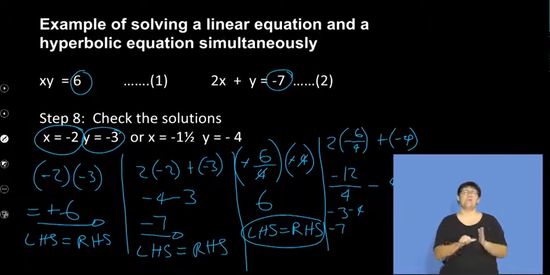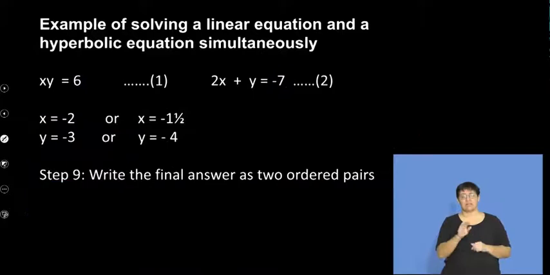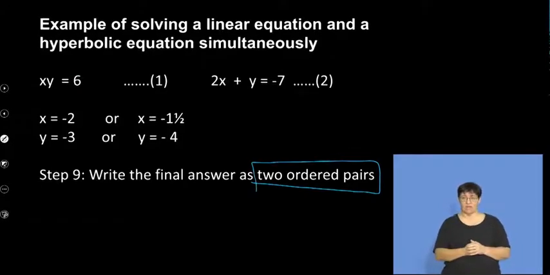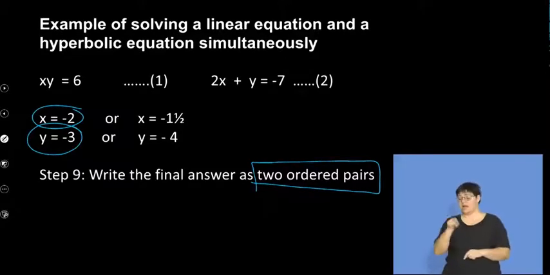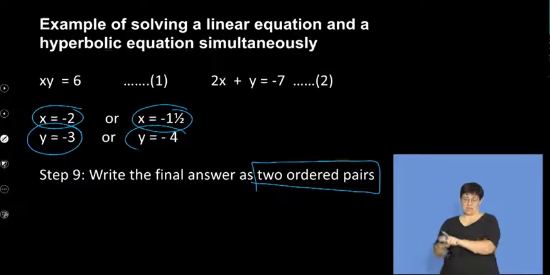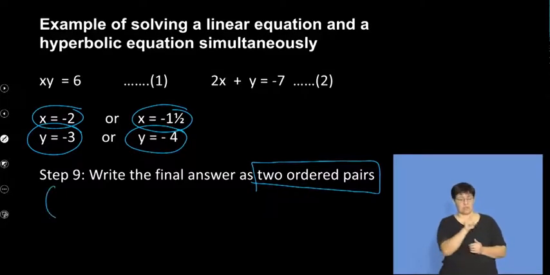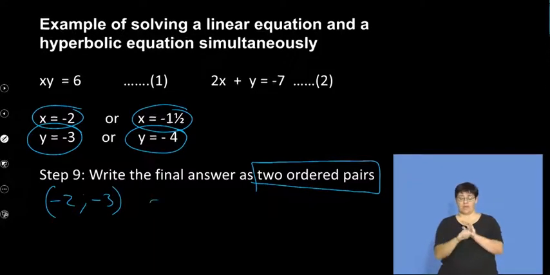Now, the most important thing that you need to do at the end of all of this will be step 9, where you write your final answers as 2 ordered pairs. You write each x and its corresponding y as a pair, and the other x and its corresponding y as a pair. A pair means coordinate form. So this will be negative 2 and, using a semicolon, negative 3. And then the other solution, you use the word or.